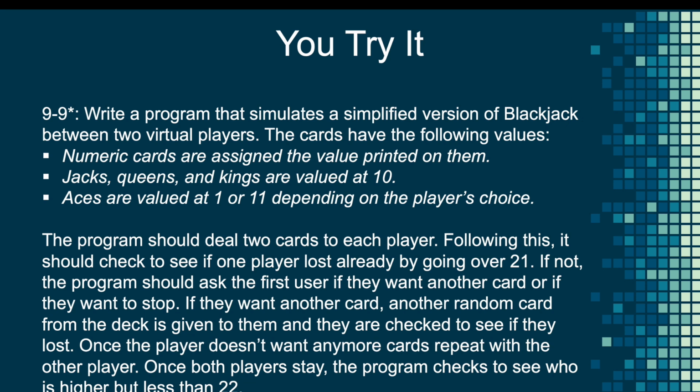Now, the way this program should work is you should have a dictionary that holds all of your different cards. The program should deal 2 cards from this dictionary. When you deal a card, you remove it from the dictionary. Following this, it should check to see if a player lost already by going over 21. They shouldn't have, but it would just check it instead. If not, the program should ask the first user if they want another card or if they want to stop.